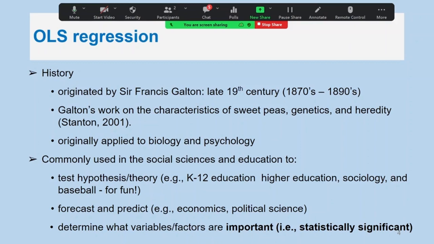And I've mentioned this before. What importance in econometrics and statistics means is whether or not the variable is statistically significant. So importance is narrowly defined, right, by statistical significance. So any questions about this? It's just a little history and context.